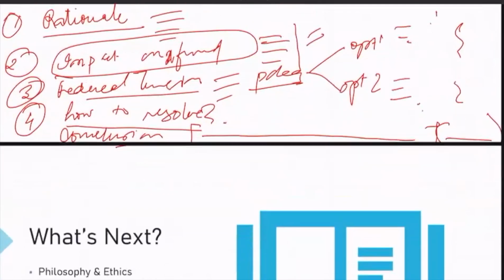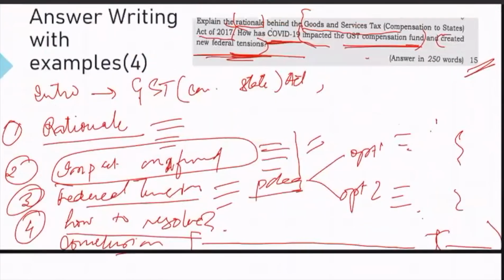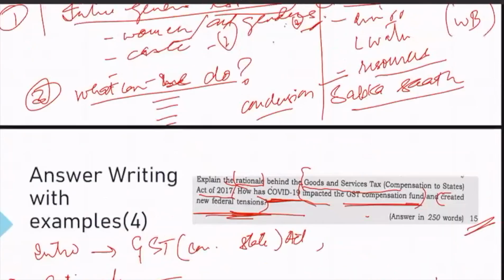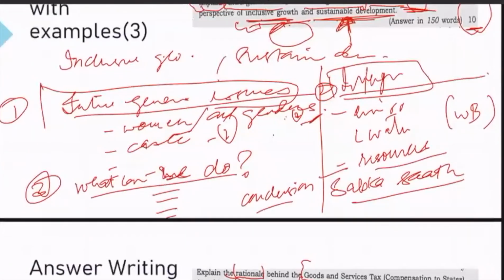So this was the fourth example. So I'm done with the answer writing. I hope you are able to understand how you're supposed to break down the question and understand the question. Always try to analyze what is being asked. What is the purpose of asking? They just want to know whether you are able to have that solution oriented approach.